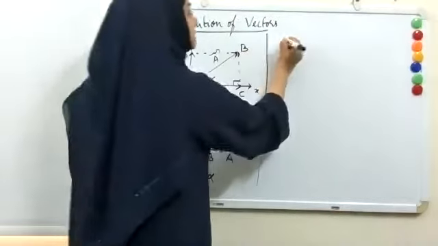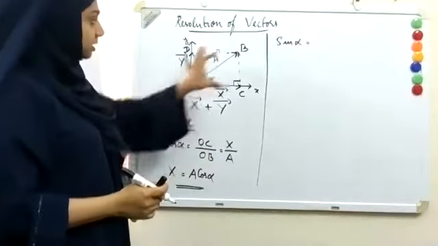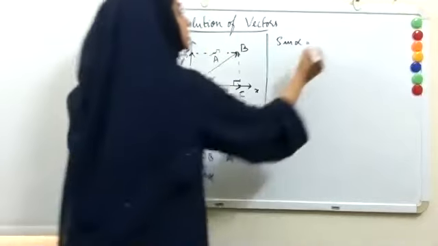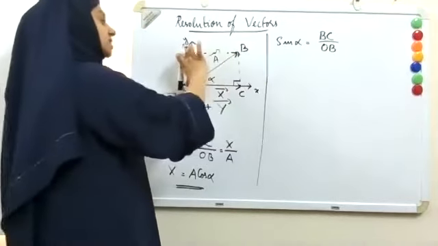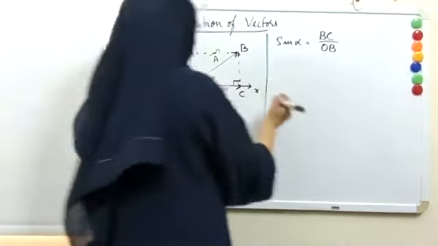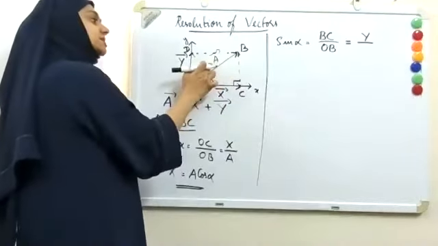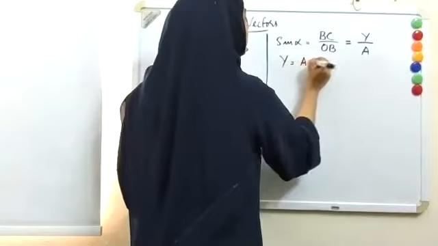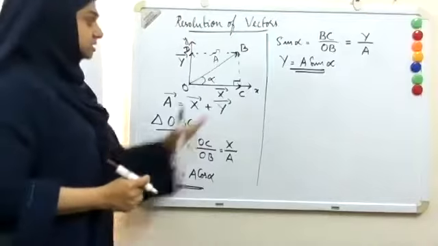For that, let me consider sine alpha. Sine alpha means from the same triangle, it is opposite side by hypotenuse. Opposite side is BC, right? So BC divided by hypotenuse OB. But we know that BC is equal to OD. So I can represent this as equal to y divided by OB, as you can see is A. So y by A or y is equal to A sine alpha. So we got both the components x and y.